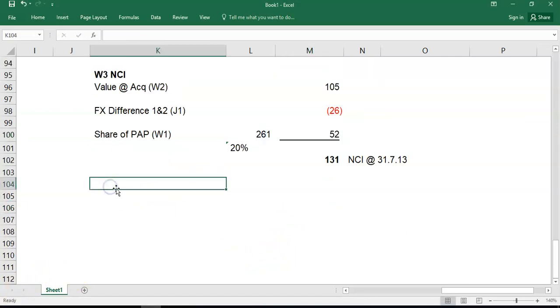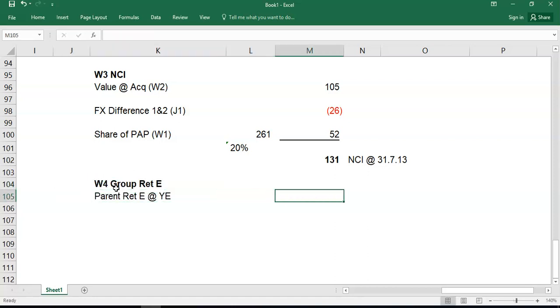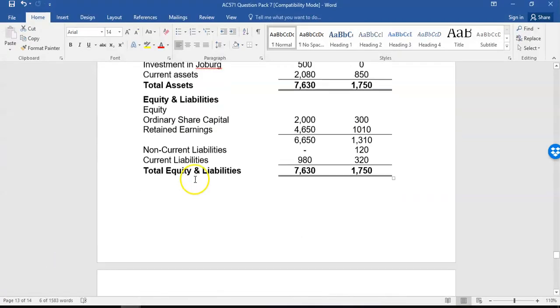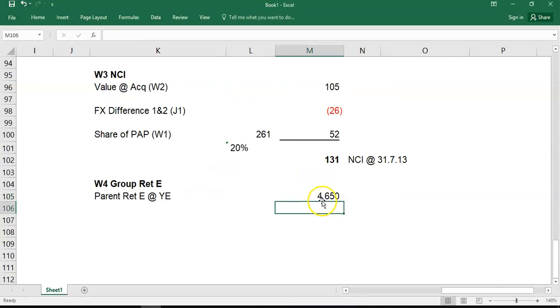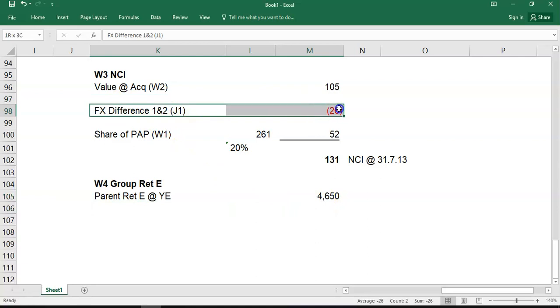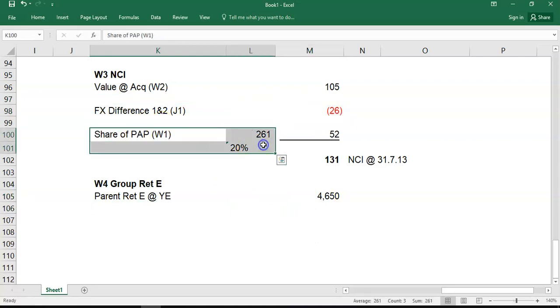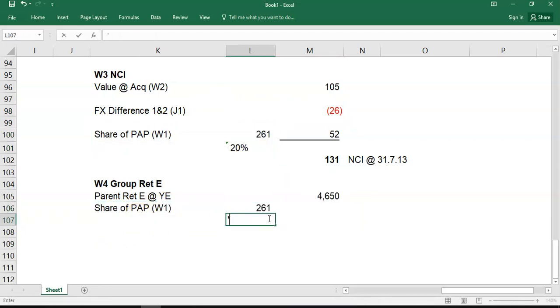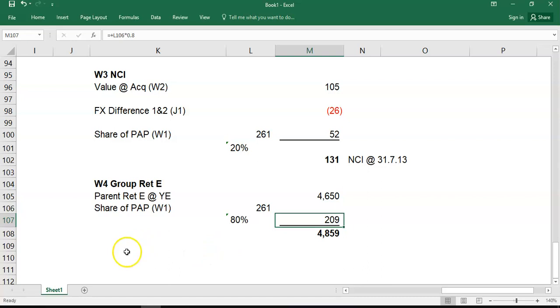Working 4, similar one, group retained earnings. You start off with the parent. So the parent retained earnings at the year end. This is how we always started off. So we're looking at what is Ireland's retained earnings. Ireland's retained earnings at the year end, 4650. And to that, you don't put any of the FX differences in here because they have a group FX reserve, but you do put the share of post-acquisition profit. And they get 80%. And again, we're using the euro figure translated, 261 times 0.8, 209. So the retained earnings at the year end, 4859. Now again, in an exam question, you might have another couple of adjustments, unrealized profit, goodwill impairment, but for now we're just getting to grips with the basics of the FX questions.